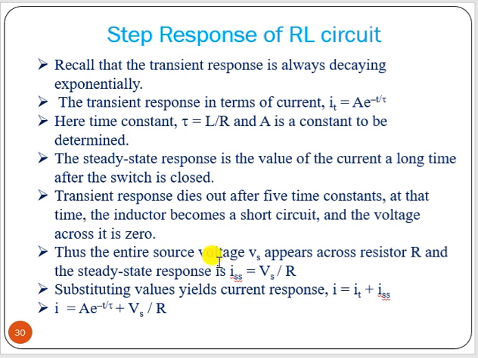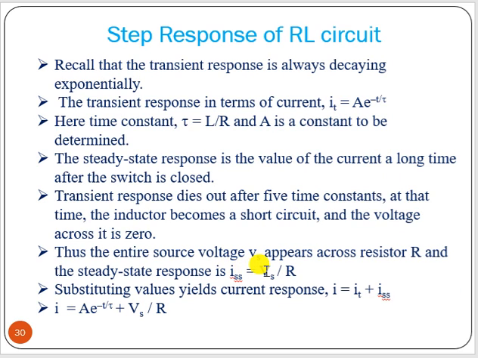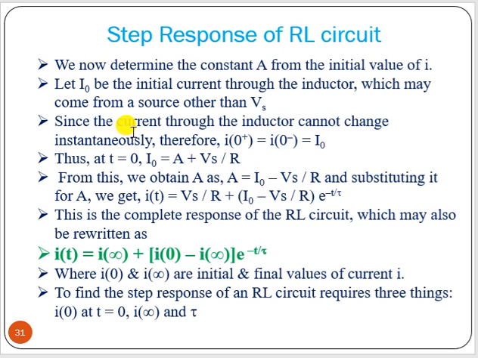Now the steady state response is what? Steady state means when we are connected with a voltage source, the maximum current flowing through this inductor will be Vs by R, since the inductor acts as a short circuit. So the I steady state value is Vs by R. So the total value will be I equals A e to the minus t by tau, this is the transient response, that is for source free, plus the maximum value that we can get, Vs by R. Now we have to find A from the initial value of I.